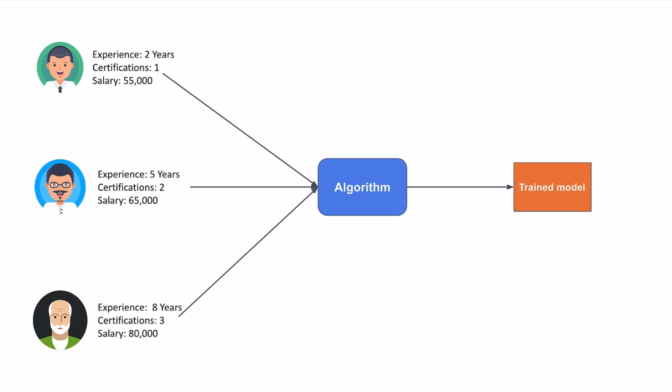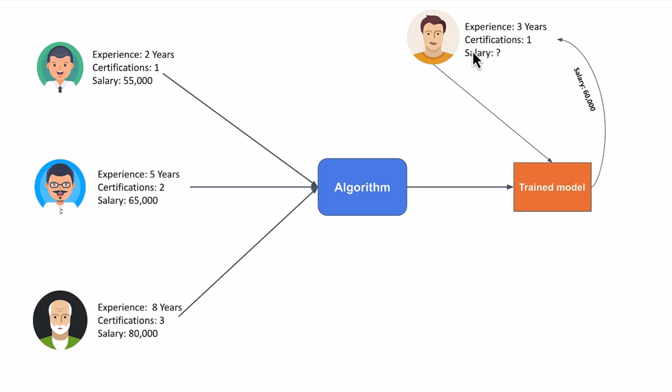And now in this trained model, there is a specific pattern using which our model can predict the salary of a person given their experience and certification. So now when we pass the experience and certification for this person, our model will make a prediction for the salary.